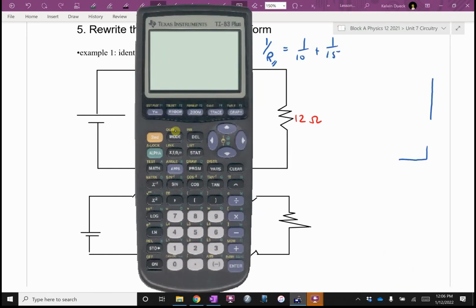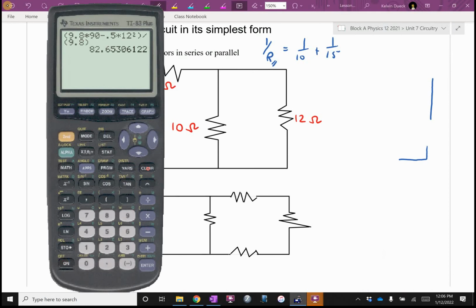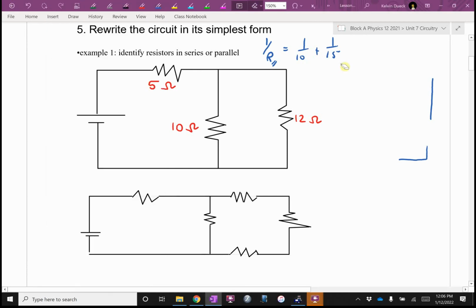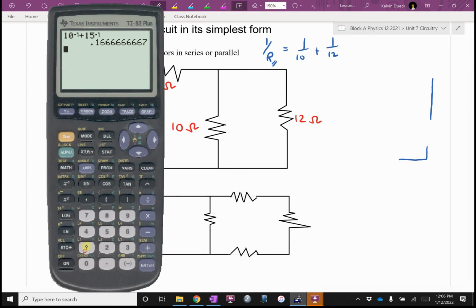I introduced the reciprocal button to you the other day. So it's going to be 10 reciprocal plus 12 reciprocal. Is the answer 1 point? Yep. Or 1 plus 12, sorry. Thank you. Don't know why I said 15. Can't even read my own writing. Which is a shame, because that was going to work out evenly. The answer is not 0.183. It's the reciprocal of this.